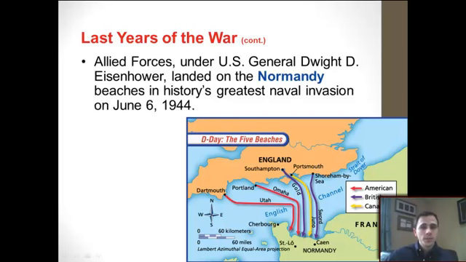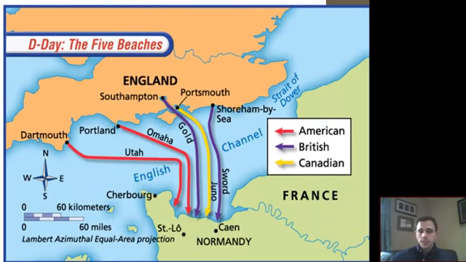Okay, the Allied forces under U.S. General Dwight D. Eisenhower landed on the Normandy beaches in what we regard as history's greatest naval invasion on June 6th of 1944. We can see in that image the 5 different beaches. 2 were designated for American forces, which were Omaha and Utah Beach. The British forces had Gold and Sword, and the Canadians had Juno Beach. So those were the 5 landing areas that the Allies were going to stage their attack against Germany.